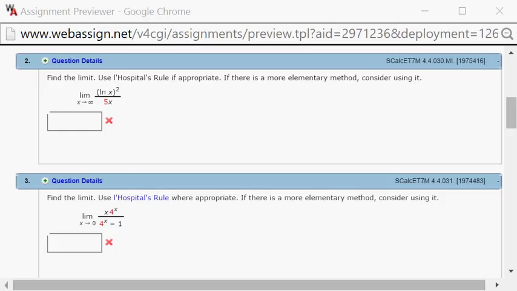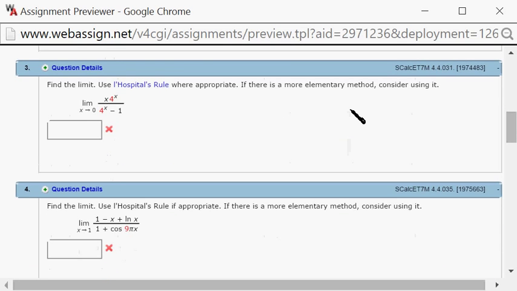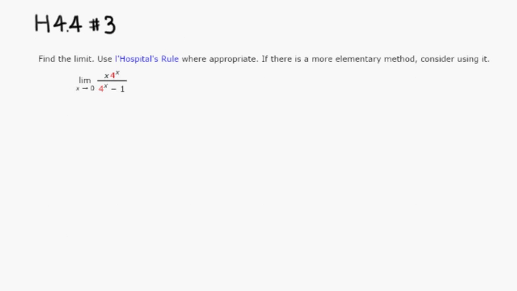All right, let's look at homework 4.4, problem number 3. It's actually this one. So let's do this one. Let's plug in x equals 0 and see what happens.